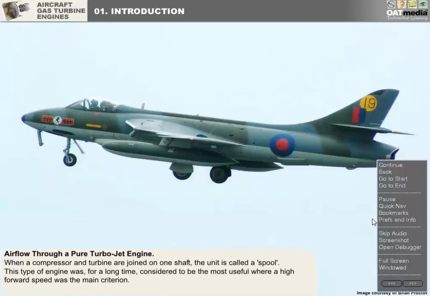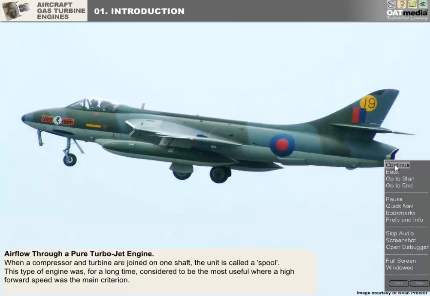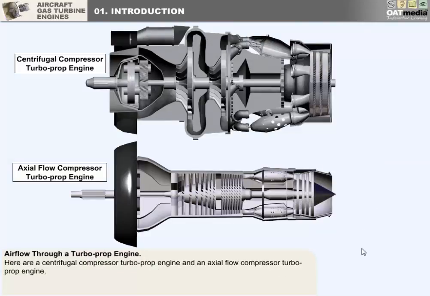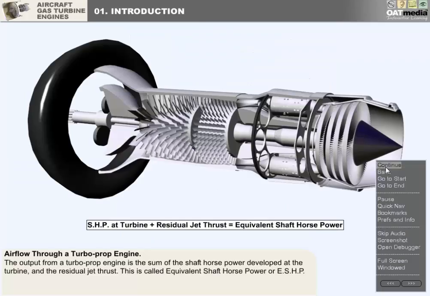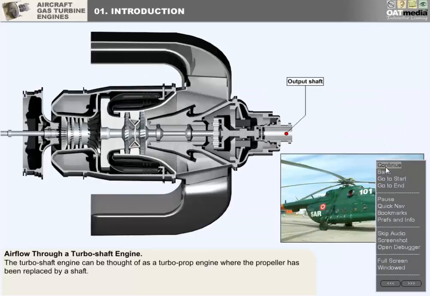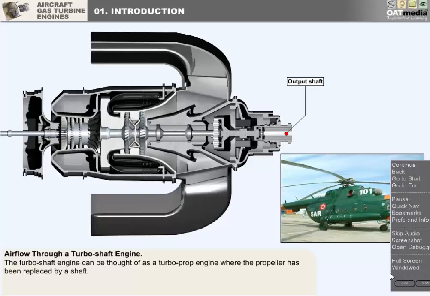This type of engine was for a long time considered to be the most useful, where an engine with a small frontal area was required, such as this diagram illustrates both a centrifugal compressor turboprop engine and an axial flow compressor turboprop engine. The output from a turboprop engine, the turboshaft engine, can be thought of as a turboprop engine, where the propeller has been removed.